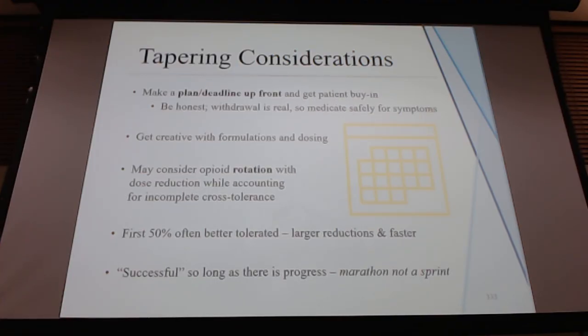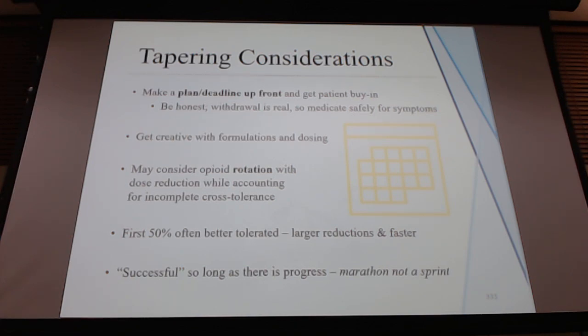The first 50% of coming off opioids is the most well tolerated, so we can go a little bit faster during that first half. Knowing that per all the guidelines that are out there, there is no right way to do it. Okay? A successful taper plan means that we just lower it. It doesn't have to be off in a month, it doesn't have to be off in a week, it doesn't have to be off in a year.